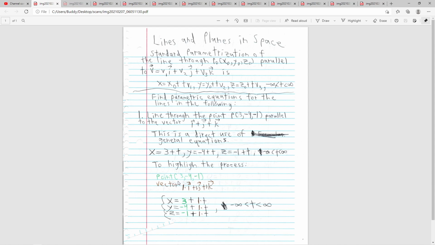But basically, the point is in green and the vector components in brown. It's 3 from there plus 1 times t, or just t. These are all going to be just 1 times t, because that's what's in front of i, the component of the vector. The component of the vector is just 1 for each of the directions. So -4 and -1 are also taken from the point. You're just given a point and it's parallel to the vector i plus j plus k, so of course that's how you do it.